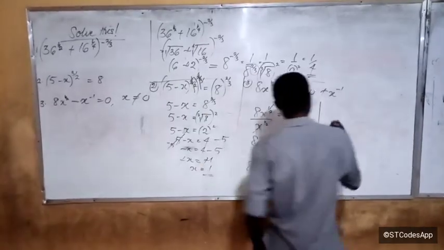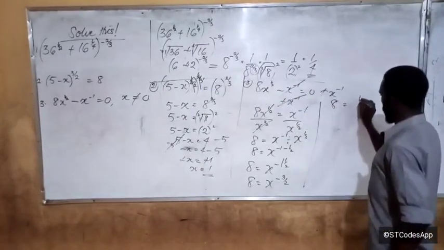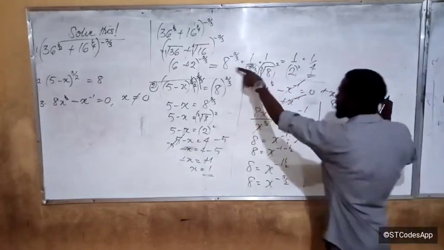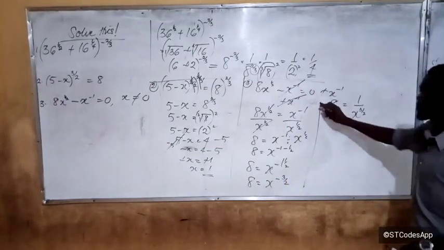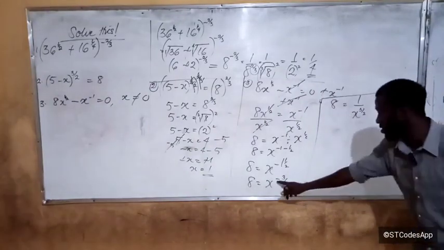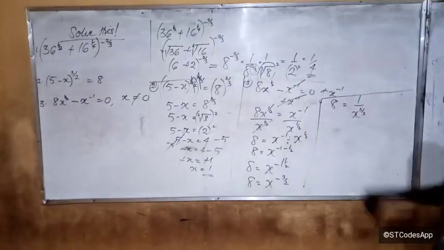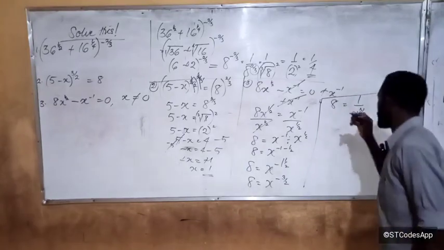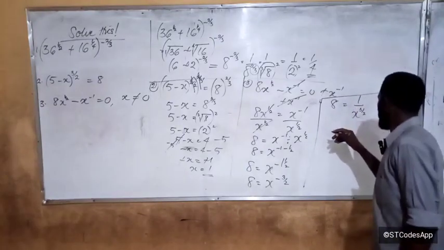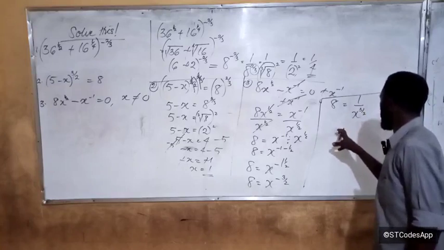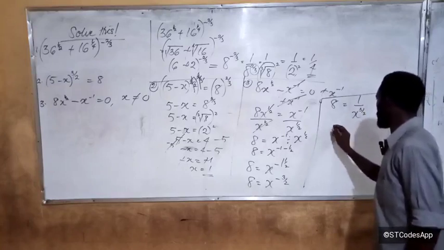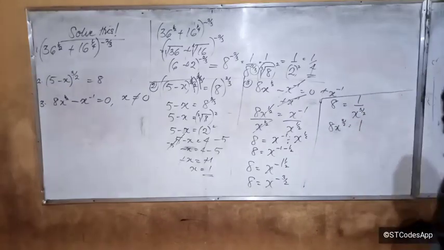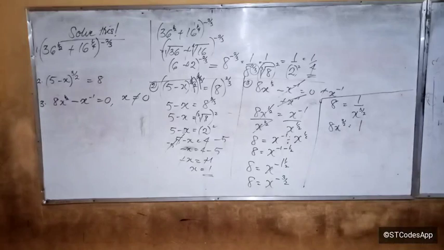All right. So now we have 8 is equal to 1 over x raised to the power 3 over 2, from the inverse thing that we did here. So this thing means inverse. We take the inverse of this. And from here, if we cross multiply, we have 8x raised to the power 3 over 2 is equal to 1. All right.